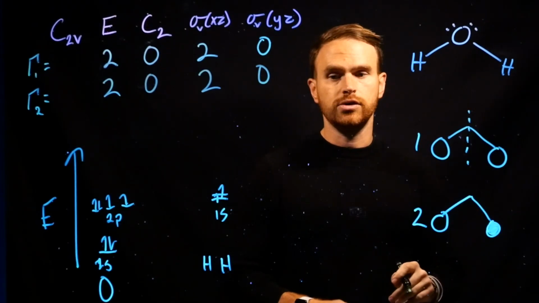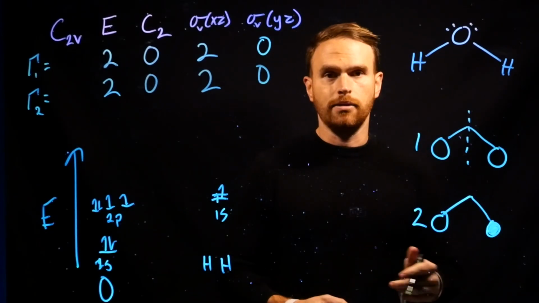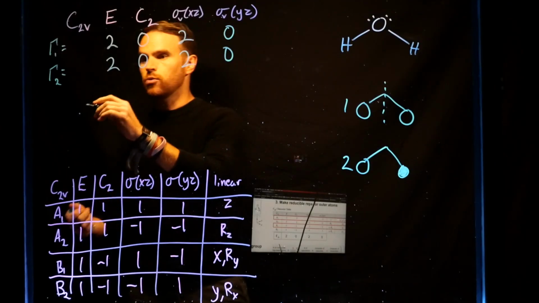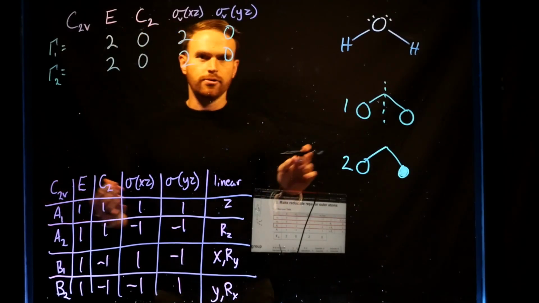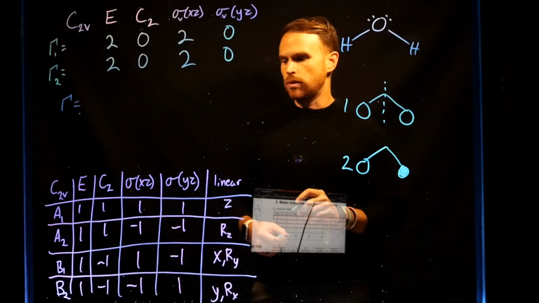And now we can use the reduction formula to determine what irreducible representations make up this molecule. Now we need the character table. So we can do our reduction formula for these. Since they're the same, they're both going to have the exact same thing. So I only need one of these reducible representations.